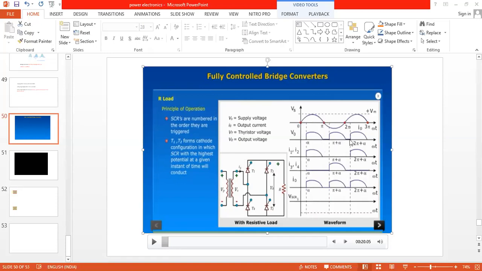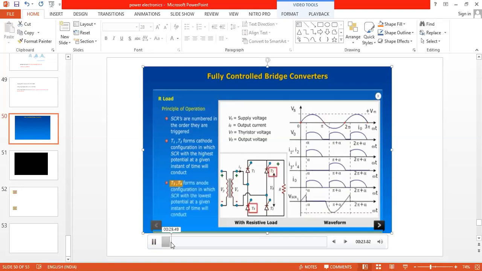So what will happen at omega t is equal to 2 pi? At 2 pi, the input voltage is 0. T3 and T4 SCRs will turn off naturally, and the current flowing through the load is also 0. Once again, at omega t is equal to 2 pi plus alpha, we apply firing pulses to the SCRs T1 and T2, sorry. Therefore, T1 and T2 are on. This is a cyclic process. So now let us move to the derivation part.